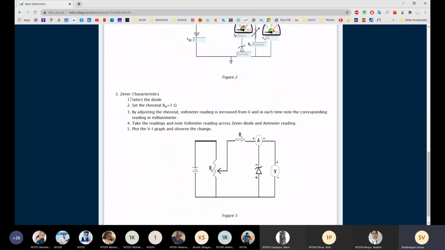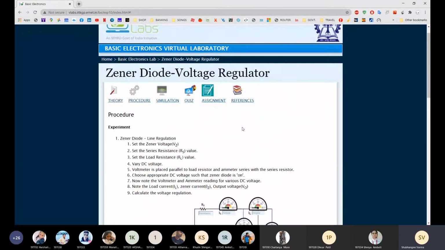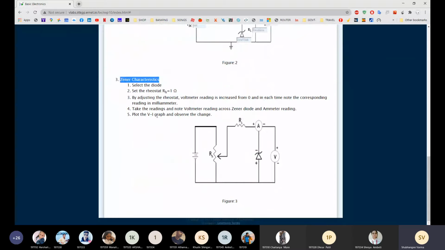And the third part, this is Zener diode characteristics. This is our experiment number 2. Okay, so in this, two experiments are there: our experiment number 5 and experiment number 2.